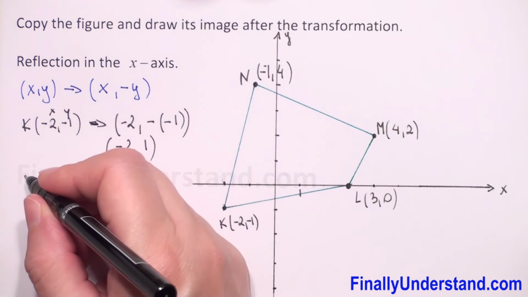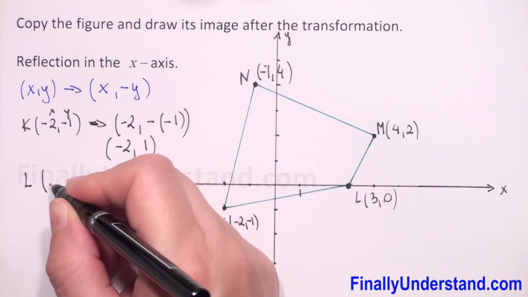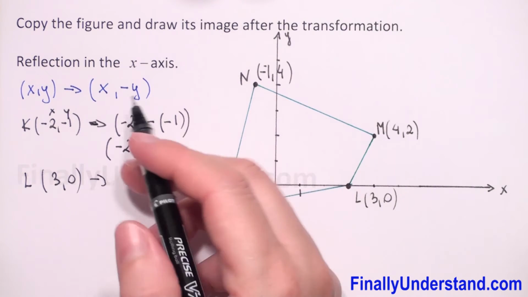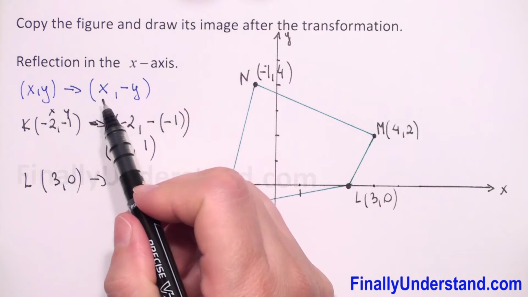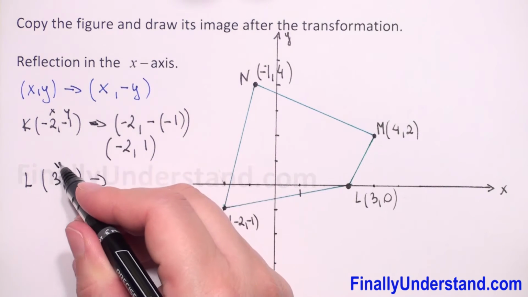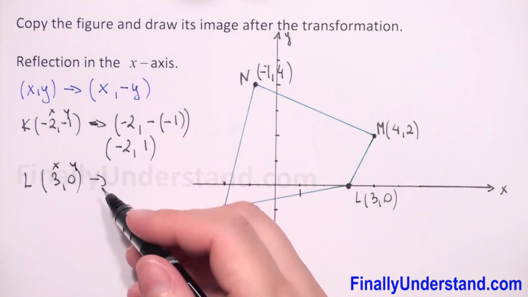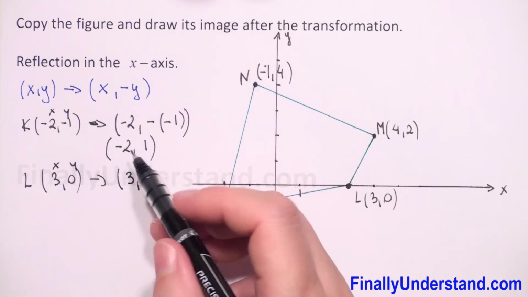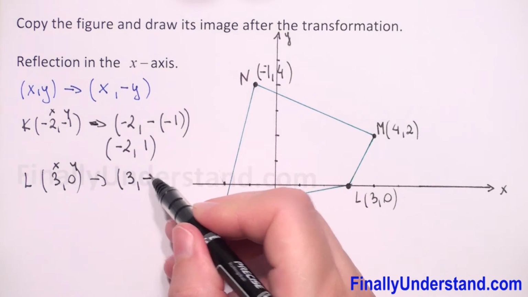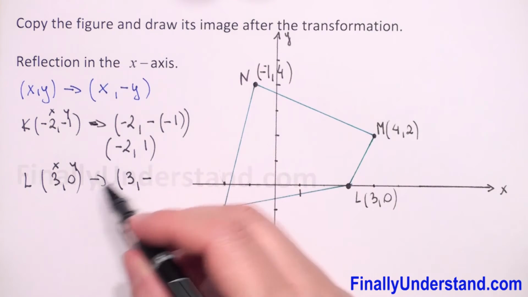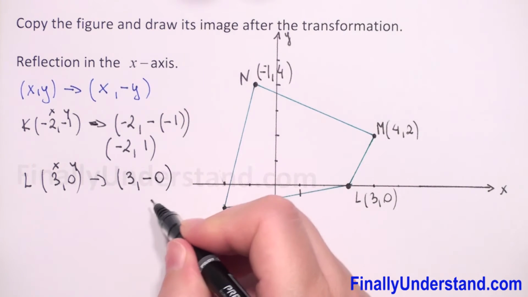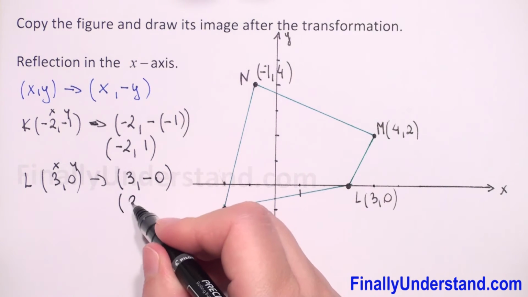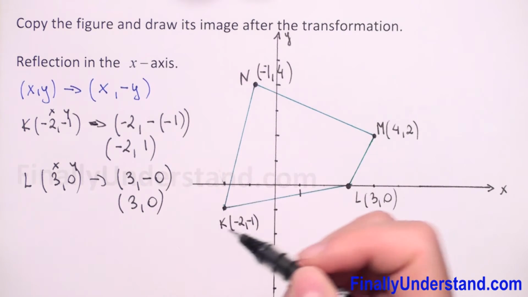Next we have point L with coordinates (3, 0). So we have to look at our notation. X stays the same. This is our x, this is our y. So we have 3, and we have a negative sign. We have to copy, and y is 0. So we know that this is (3, 0).